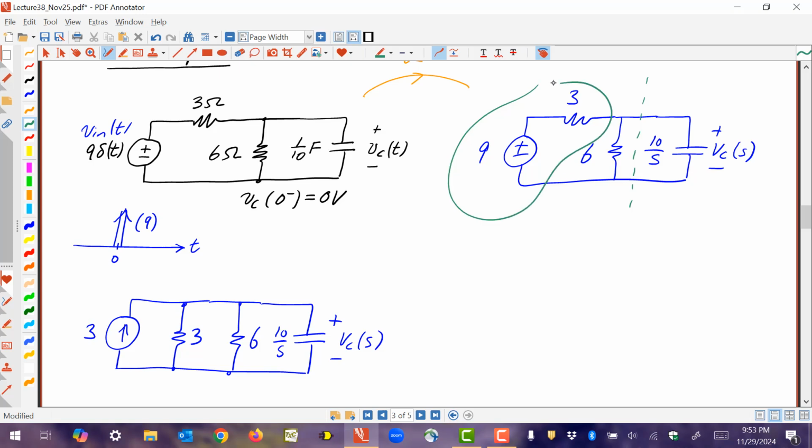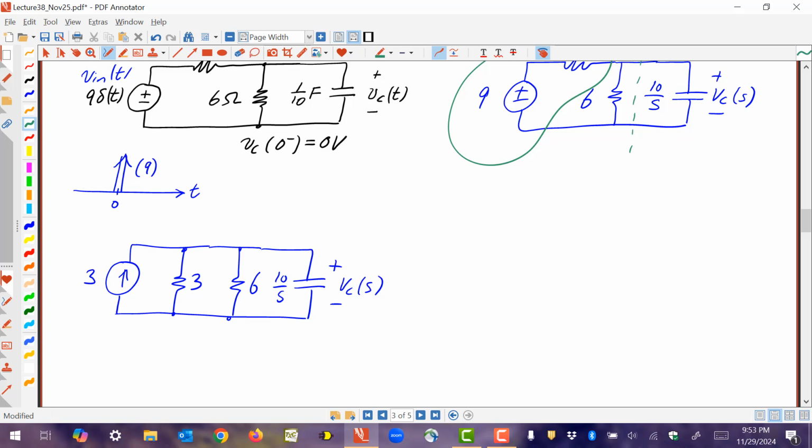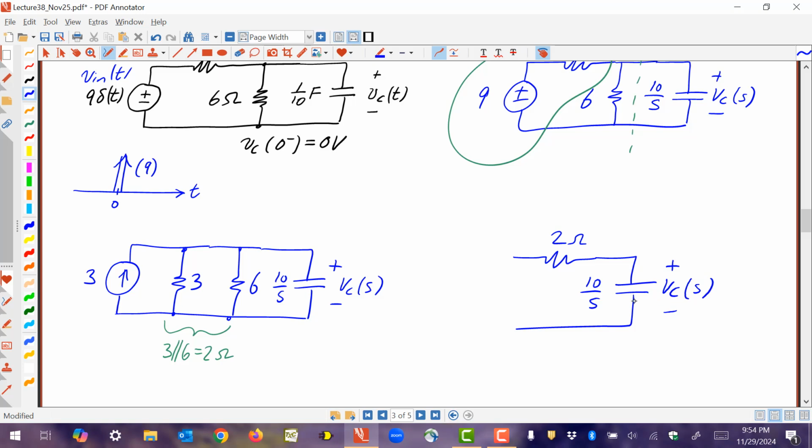Okay, and now of course we have some simplifications because we can do 3 parallel 6, right? So we've seen this so many times, but again, 3 parallel 6 is 2 ohms. And of course now 2 ohms would parallel with 3, another source transformation. So we have the 2 ohm, which is the equivalent, comes up here again. We have our capacitor, which is 10 over S, comes over here, and this is VC of S, right? And then we have a voltage source whose value is 3 times 2 becomes 6, and there you are.